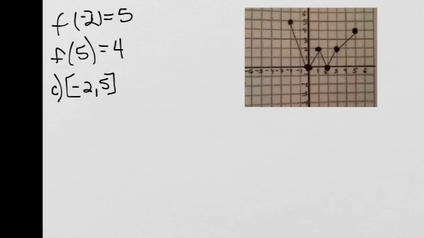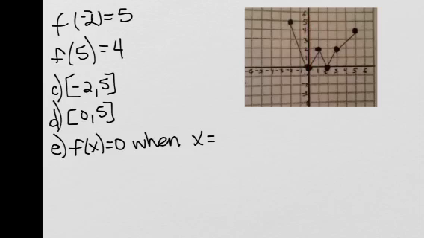Problem D is asking us to find the range. So we're looking for all possible y values, which go from 0 to 5. So we can say that our range is 0 to 5, including 0 and 5, so we're using brackets.